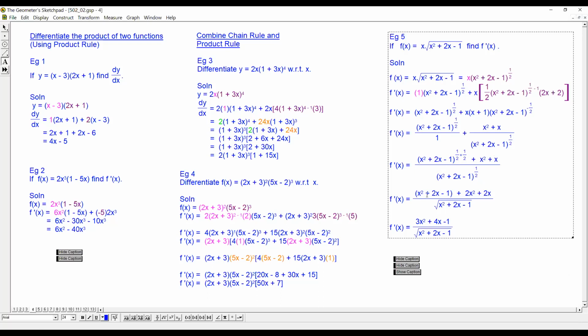Then the top part, when the half plus half is 1, so no more already. 1 you don't have to write down. So x squared plus x squared becomes 2x squared. 2x plus x becomes 3x. And this is minus 1.